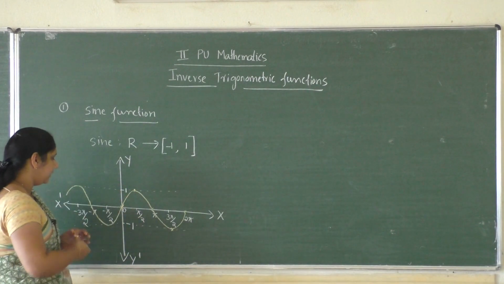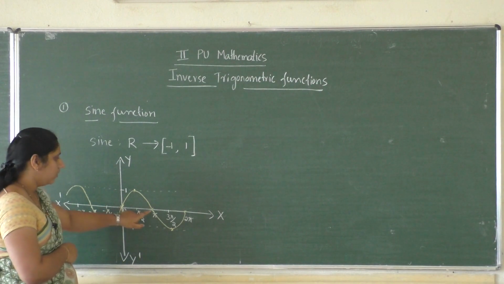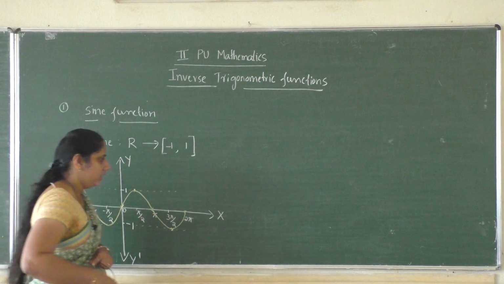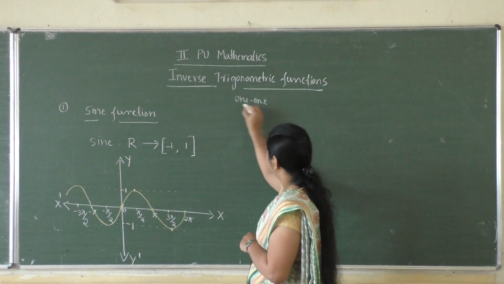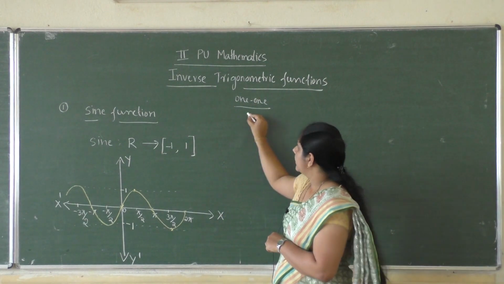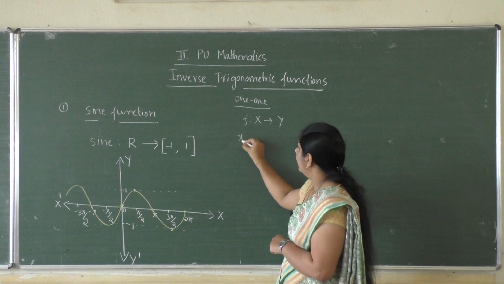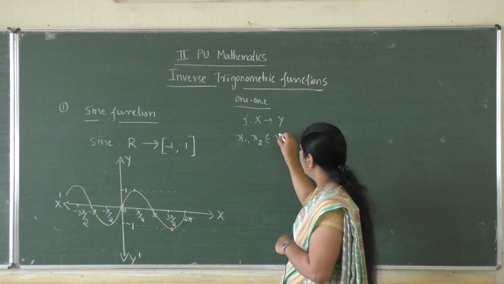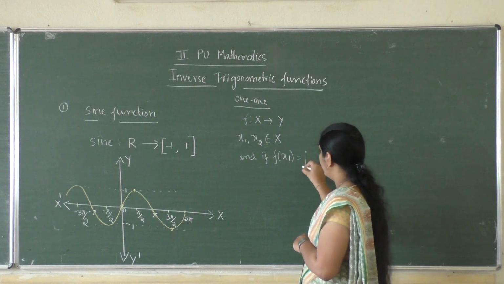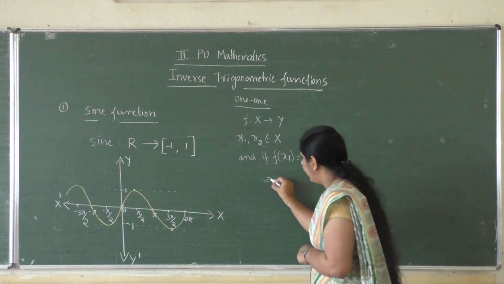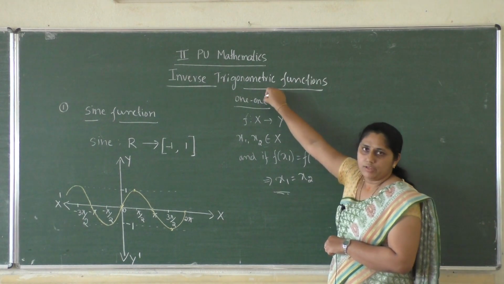See, check this. Here we have sine 0 value is 0, and sine pi is also 0, correct? Both the values are the same. In relations and functions, we have studied what is a one-one function, right? What is a one-one function? If f is a function from X to Y, and suppose x1, x2 belong to X, and if f of x1 equals f of x2 implies x1 equals x2, then this is the definition of a one-one function.